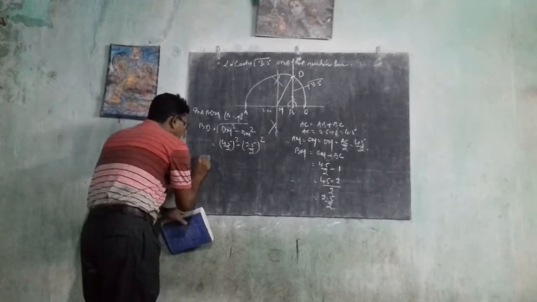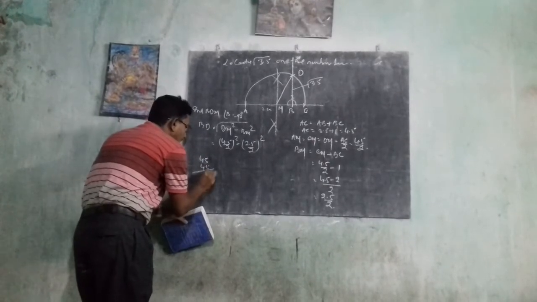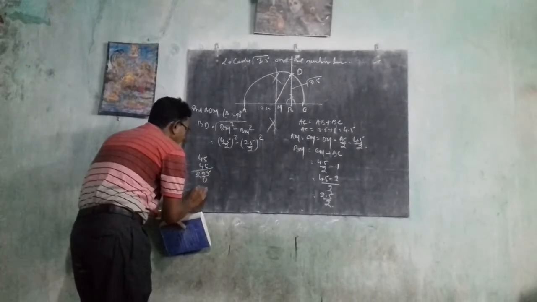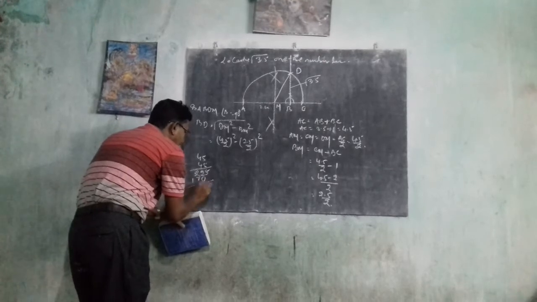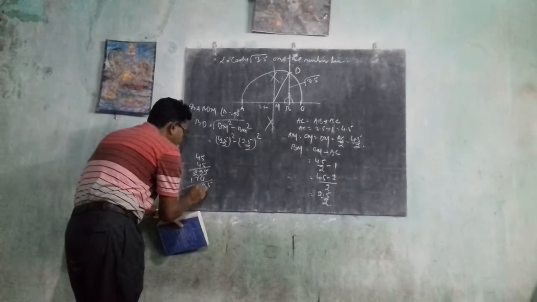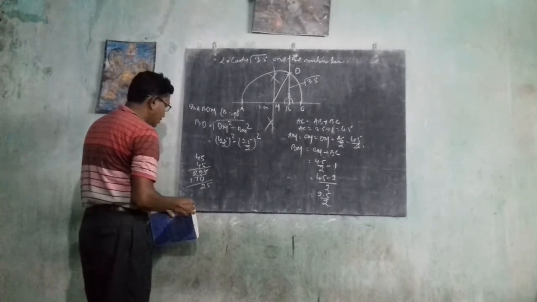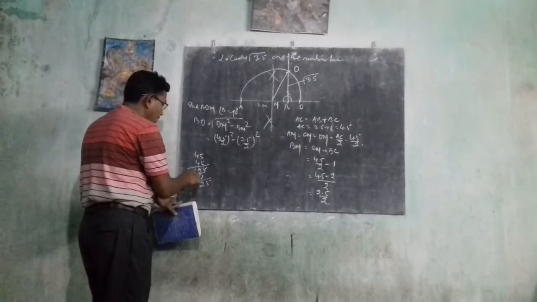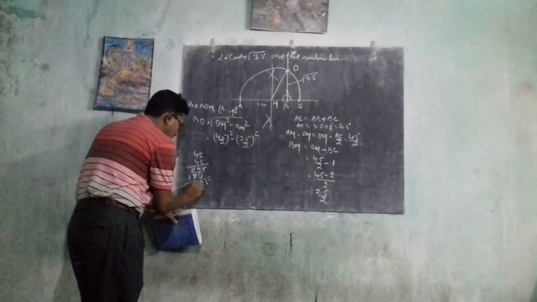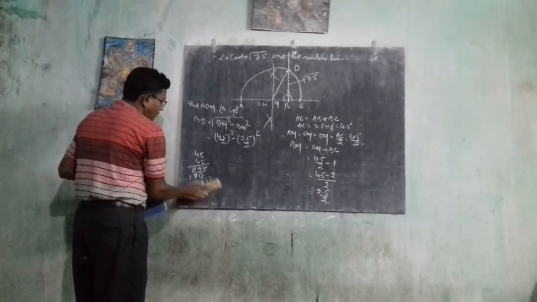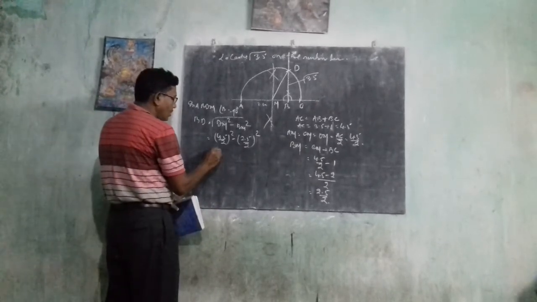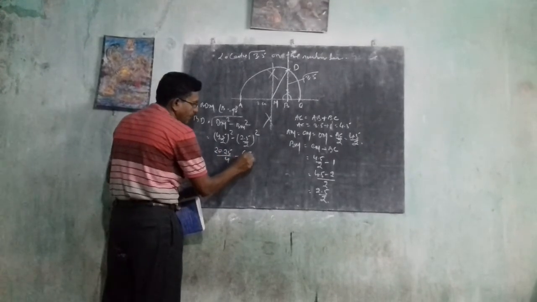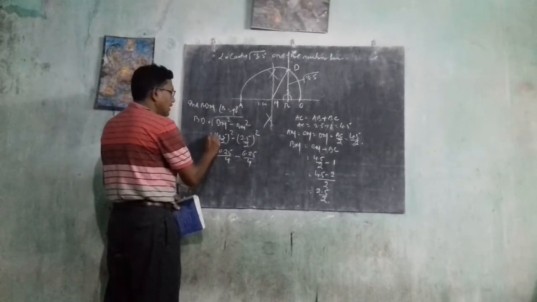Then 45 into 45 squared: 5 5s are 25, 2, 5 4s are 20, 22, 5 4s are 20, 4 4s are 16, 17, 5, 2. 4 5s are 20, 2 4s are 16, 17, 18, 0. So 2025 means here 20.25 by 4 minus 6.25 by 4, all under the square root.